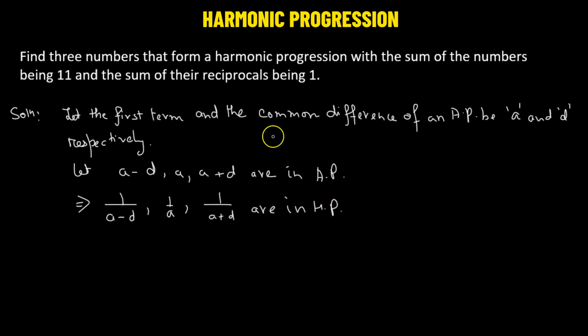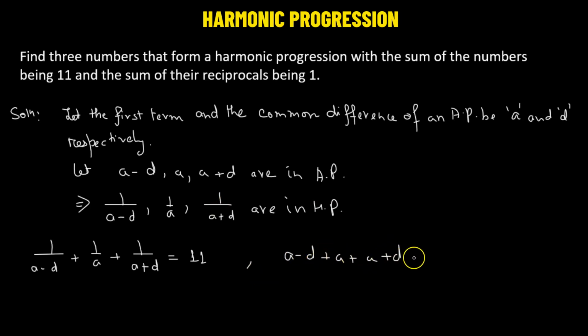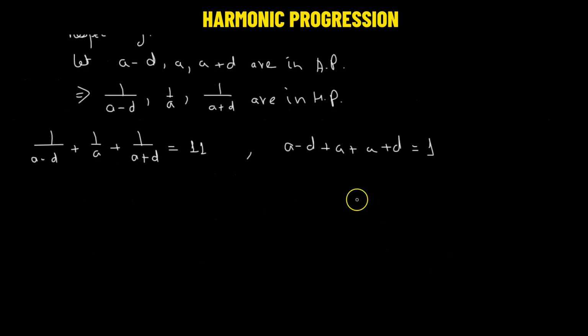Now we'll apply the condition. It's given here that the sum of the numbers is 11. So that means we take 1 over a minus d, add it to 1 over a and the third term 1 over a plus d. This sum comes out to be equal to 11. And it's also given that the sum of the reciprocals, which is actually the sum of the terms that are in AP, so a minus d added to a plus d and a, sums up to 1. Fine. So let's try to find out the value of a and d first.